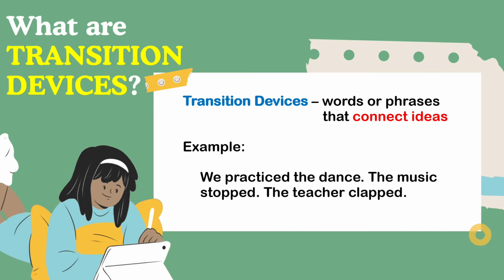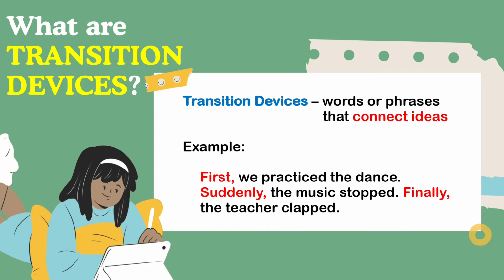Now let us add transitions. First, we practiced the dance. Suddenly, the music stopped. Finally, the teacher clapped. O, diba? Now it flows like a story.